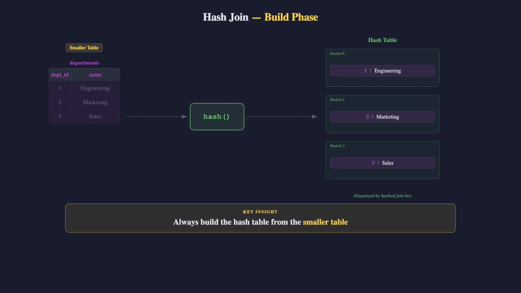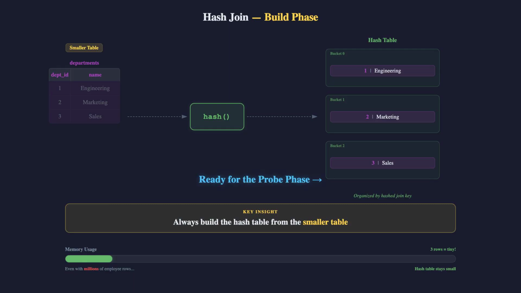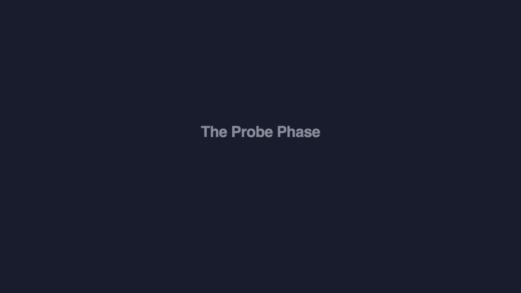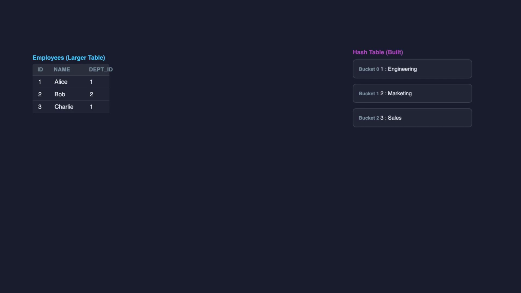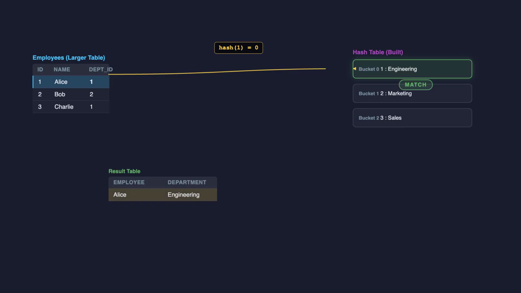The key insight is that we always build the hash table from the smaller table. This minimizes memory usage. If departments has 3 rows, the hash table is tiny. Even if employees has millions of rows, the hash table stays small. Now we're ready for the probe phase. Now comes the elegant part. We scan the larger table, the employees, 1 row at a time. For each row, we hash the join key and jump directly to the matching bucket. Alice has department ID 1, hash it, bucket 0. Look inside, there's engineering. Match found. No scanning, no searching, just one direct lookup.